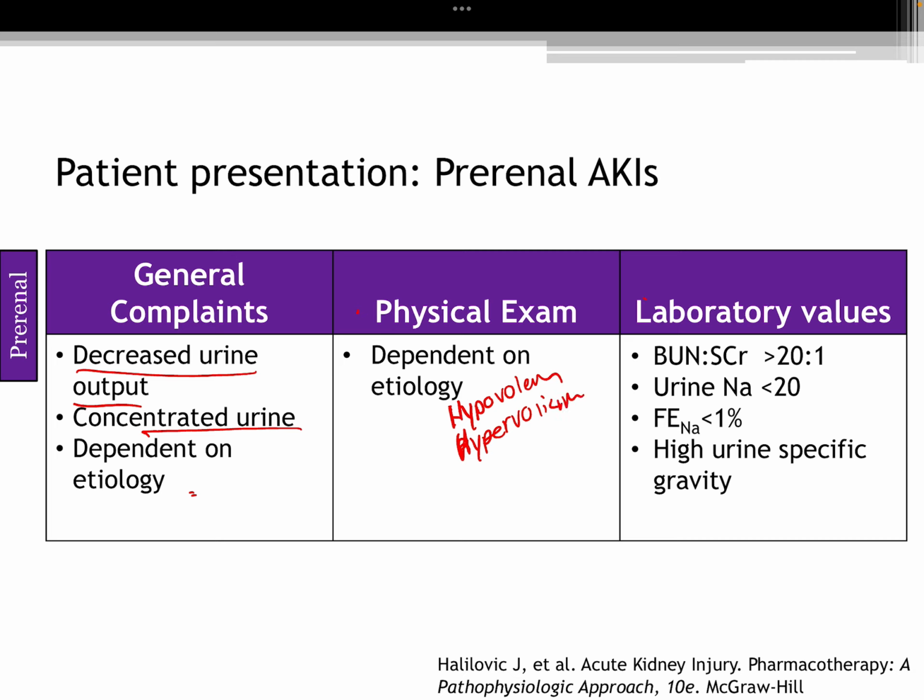And then finally, you have lab values. Most of these patients will have a BUN to serum creatinine ratio greater than 20, a urine sodium and FeNa, as we mentioned before, less than 20 and 1%, respectively, and then high urine specific gravity.